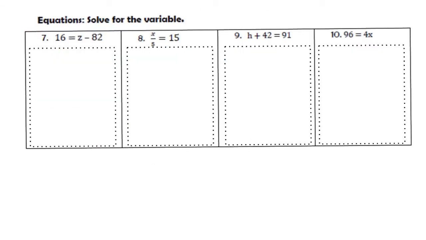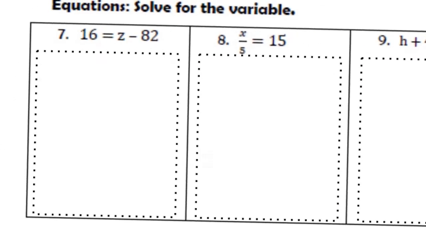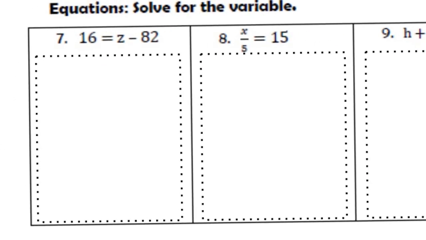Okay, so let's do some solving. Okay, I'm going to zoom in. Hopefully this behaves today. Okay, so step 1 is we need to get the variable alone, so we have to look at our two sides. So it's z minus 82. So if it's subtracting, you need to do the inverse, which is adding. So we're going to add 82 on this side, and if I do it to one side, I have to do it to the other.